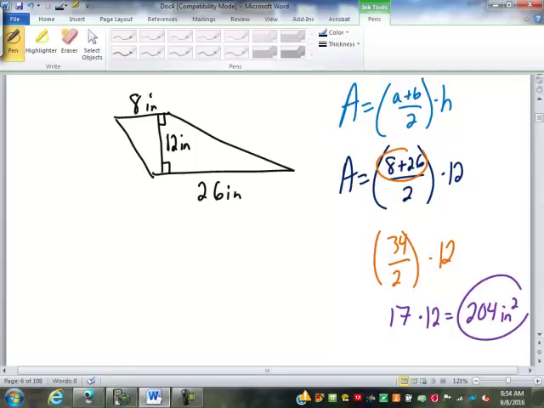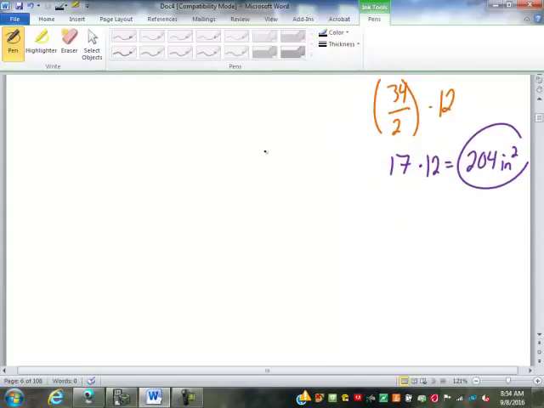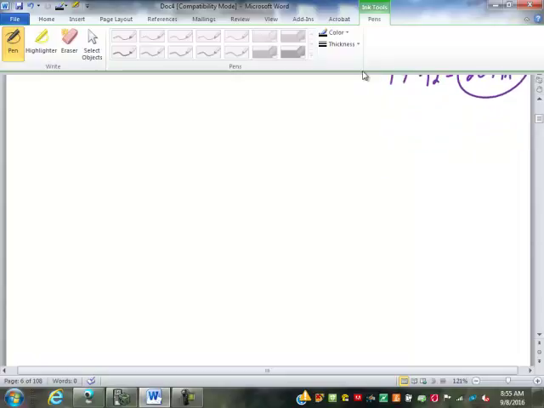How many of you had 204 inches squared? How many of you just needed a minute to get to it? All right. Anybody not understand how to do it? Yeah, I know. Always going to be 1 or 2 people to get cut off, unfortunately.